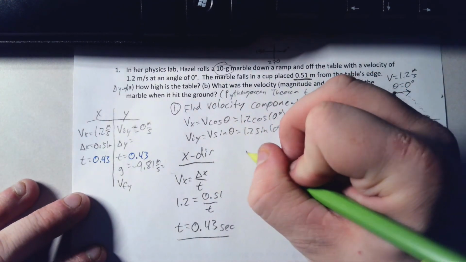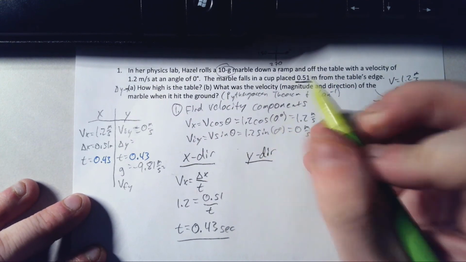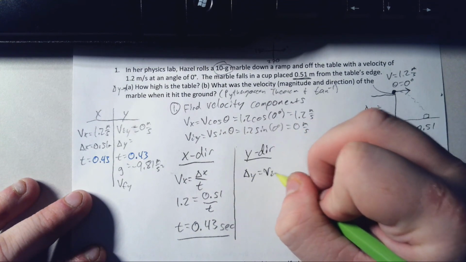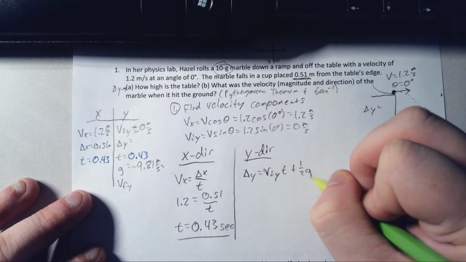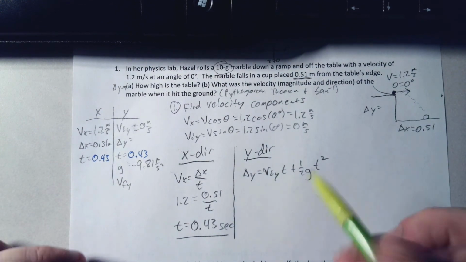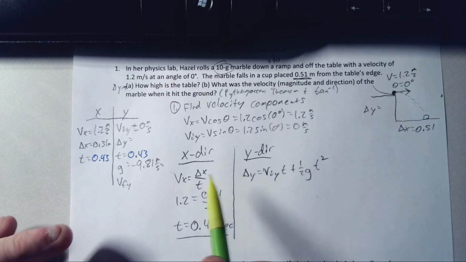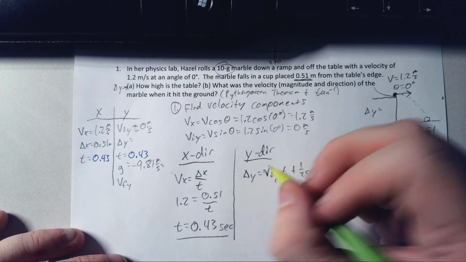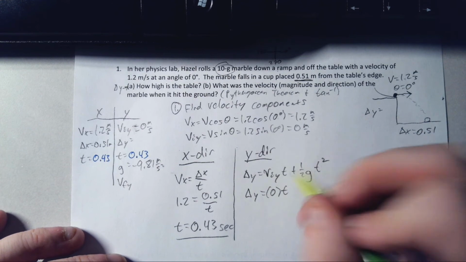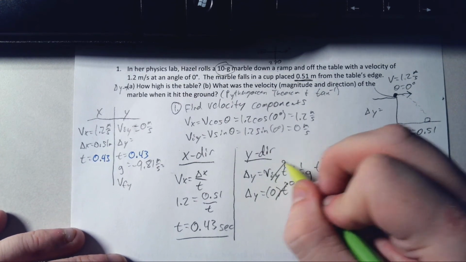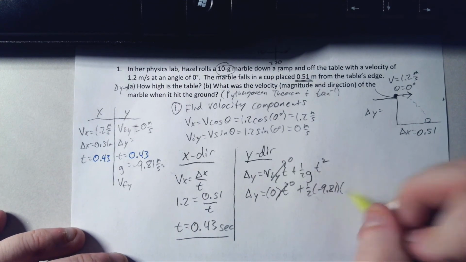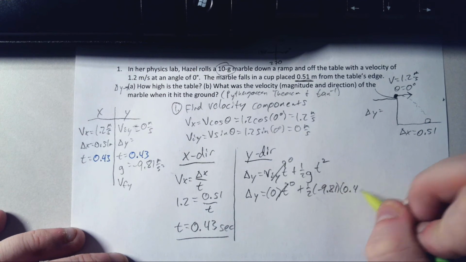So this is now the y direction. I'll try to split it off here. The third equation, or at least the third equation that we call in my class, is this equation. Usually we've avoided this one because if we didn't know the time, we'd have to do a quadratic, but we know the time, and that's what makes it better now. So delta y, Viy is 0. I'll just put the time there. That's going to cancel out because Viy is 0. Plus 1/2 negative 9.81 times 0.43 squared.